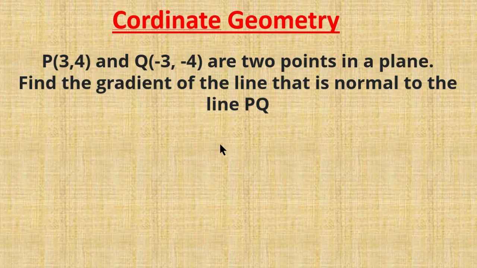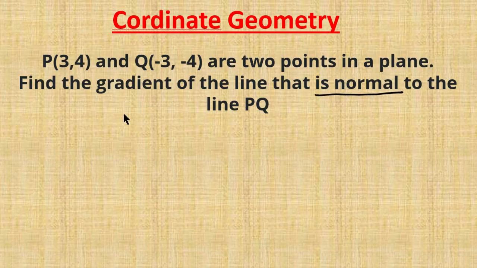Today we'll be solving this question on coordinate geometry that is common with GCSE, WAEC, and NECO. I've seen them often in exam questions. Now the question says P and Q are 2 points in a plane. We have to find the gradient of the line that is normal to the line PQ.